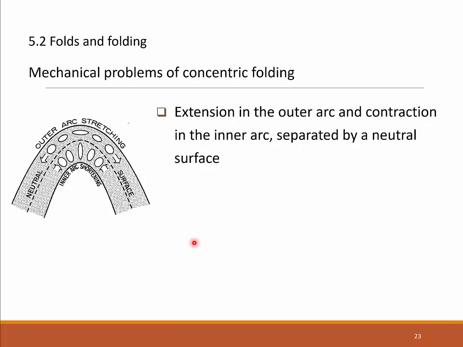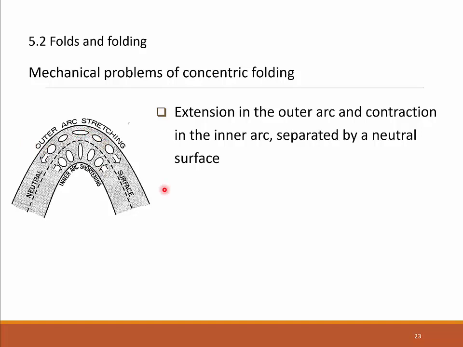This type of folding creates mechanical problems. Concentric folding requires that we are stretching the outer arcs more strongly than the inner arcs. The inner arcs, in fact, are undergoing contraction in the hinge area, whereas the outer arc is undergoing extension.